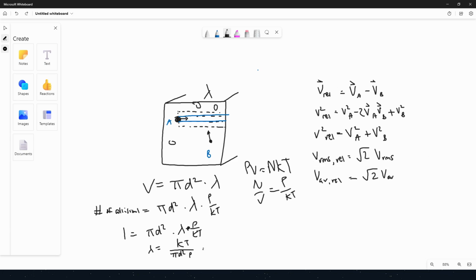What this tells us is that we can multiply this by 1 over the square root of 2 to get our final equation for mean free path.